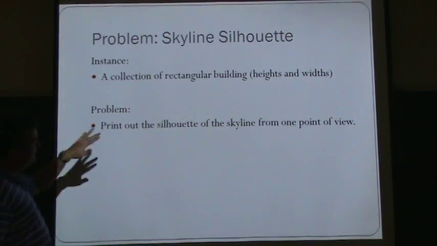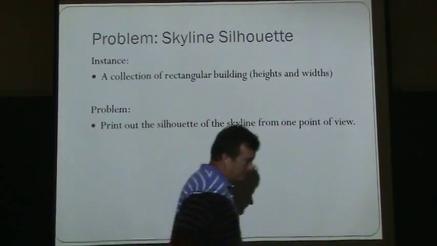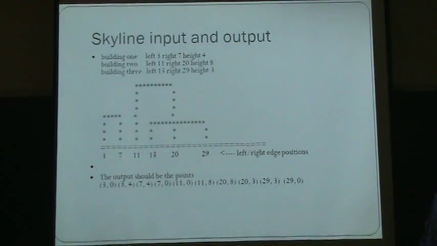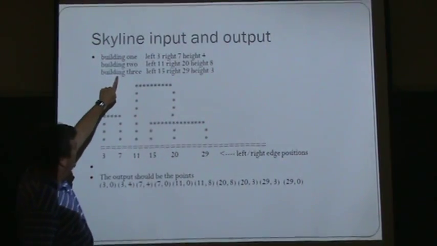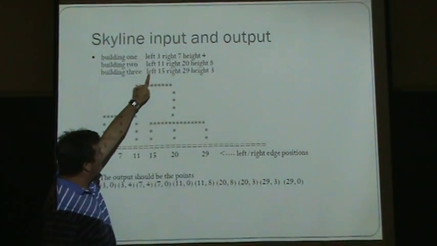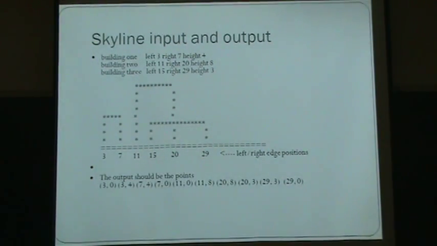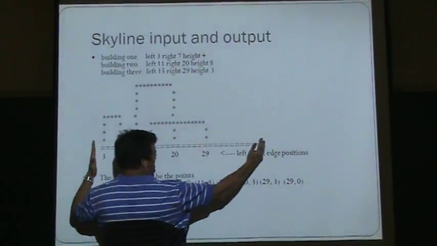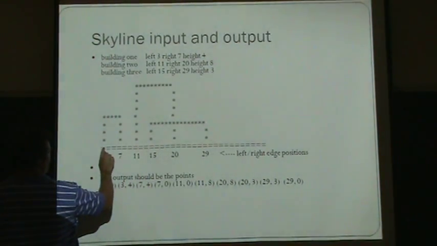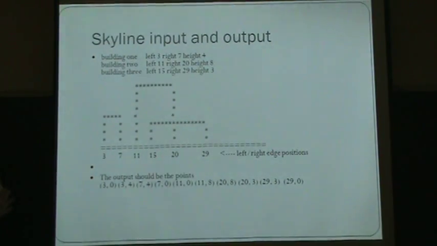We have a collection of rectangles, which we'll call buildings, with their heights and widths, and the problem is to print out the Skyline silhouette. Let's say our input for the problem was building 1, the left point of the building is at 3, the right point is at 7, and the height is 4. That's this building. So here we're looking at our skyline, and we have this building that has a height of 4, and it goes from 3 to 7. So we know its starting point, its ending point, and its height.